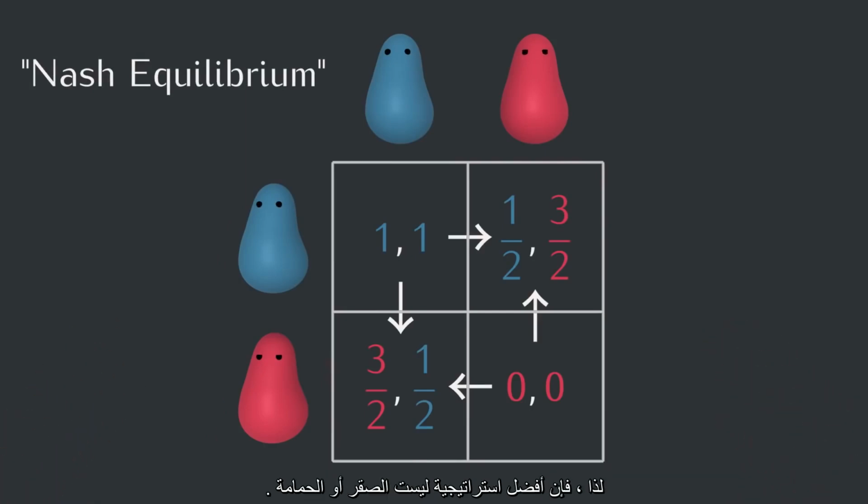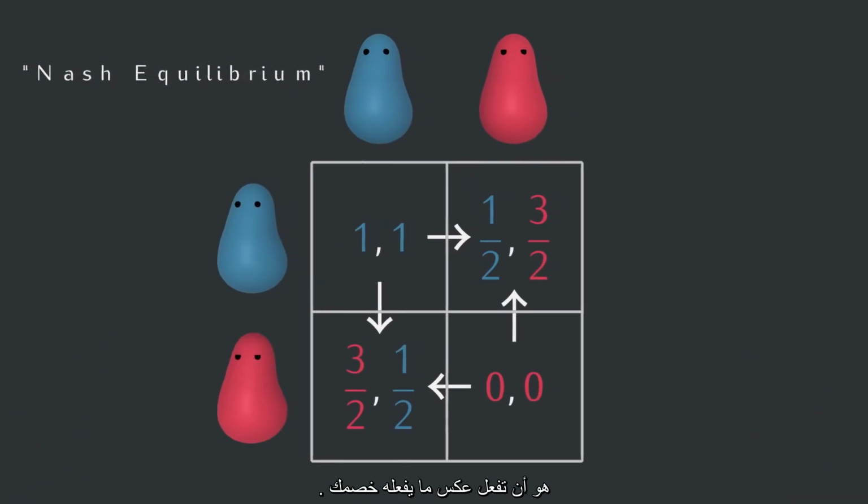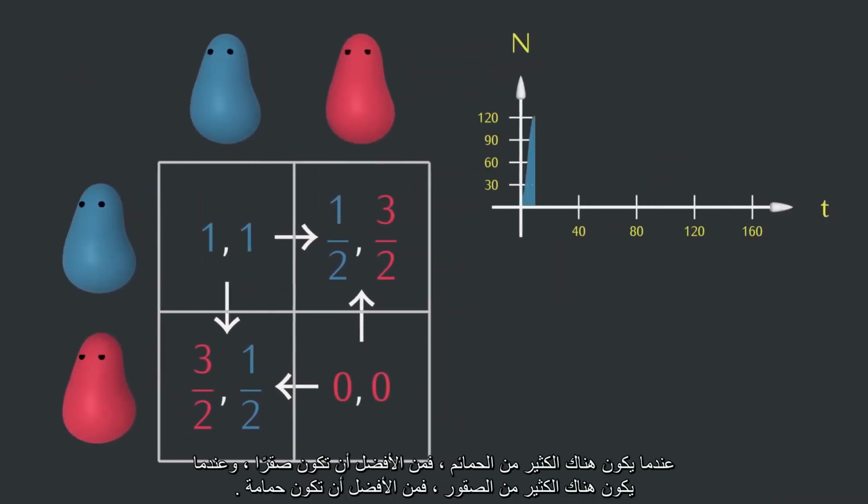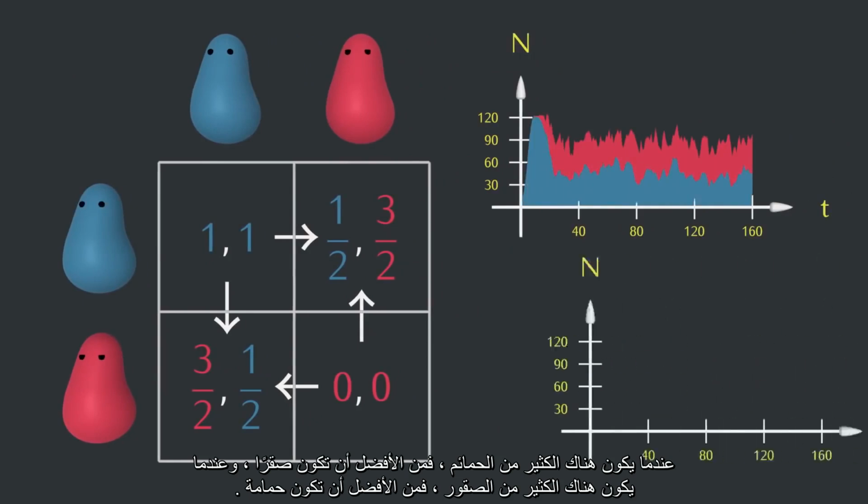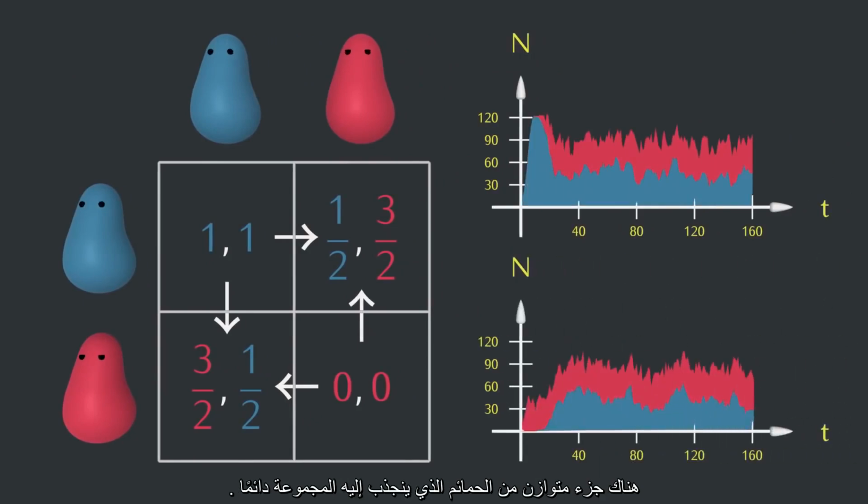So the best strategy isn't hawk or dove. It's to do the opposite of what your opponent is doing. When there are a lot of doves, it's better to be a hawk, and when there are a lot of hawks, it's better to be a dove. There's some equilibrium fraction of doves that the population is always pulled toward.